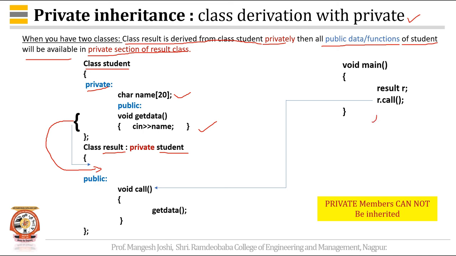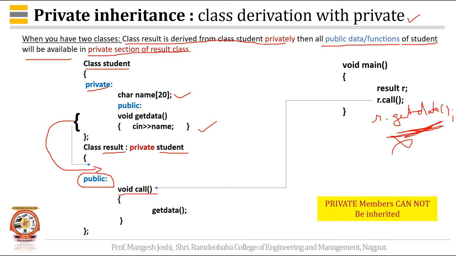For example, if you write here r dot getData, it will give you an error, because private variables or functions cannot be accessed externally. They cannot be accessed by external functions, and hence it will give you an error. What I have done, just to call the getData function indirectly, is create one more function. This is the extensibility part of inheritance. I have extended the derived class result with additional features.